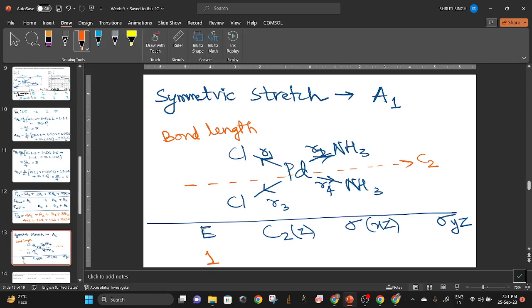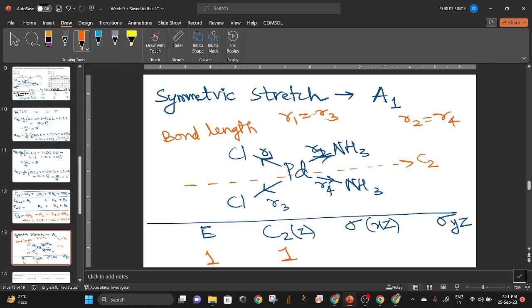So when you apply C2, what will happen? This bond will go there, this bond will come here, but R1 becomes R3, and R1 is equal to R3, and here R2 is equal to R4. So will there be any change in the molecule after applying C2? No. So the character will be 1, because it is symmetric with respect to C2.